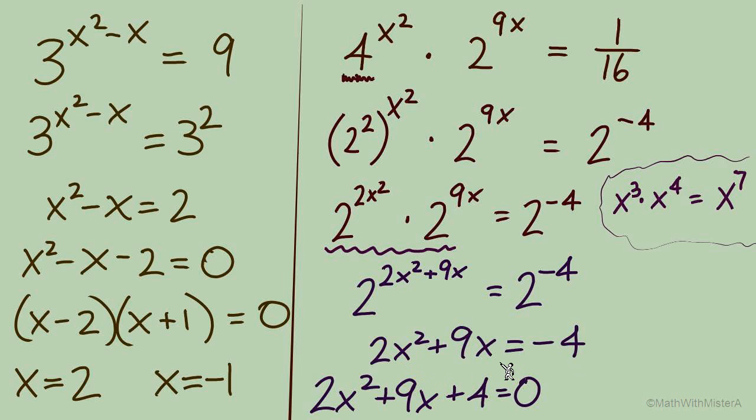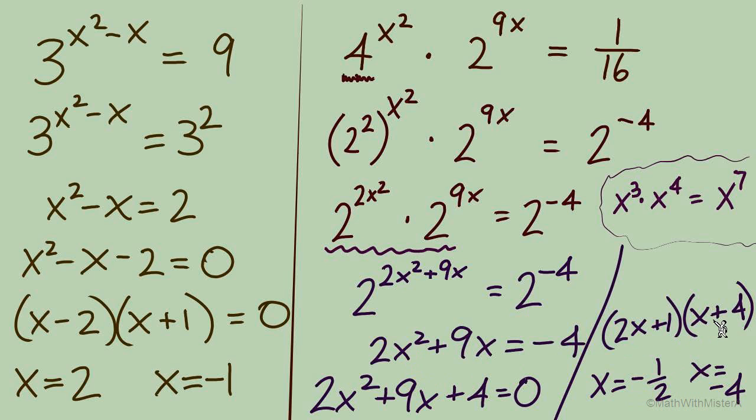And it's another quadratic that can be factored. 2x plus 1 times x plus 4 leads us to these solutions. X equals negative 1/2 and x equals negative 4.